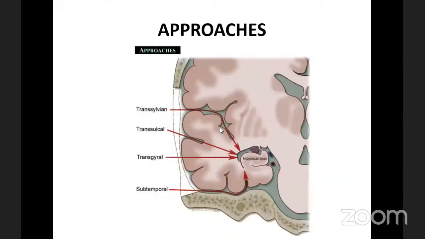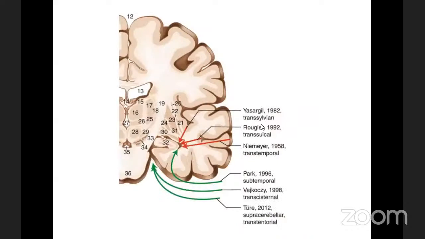Now, if you're talking about the selective amygdalohippocampectomy, the selective dissection of only the medial part of the temporal lobe, these are some corridors from where you can do the dissection while sparing the lateral neocortex. As you can see, these corridors are either transsylvian, transsulcal, transgyral, or subtemporal. So this Sylvian approach was described by Yasargil in 1982. Olivier described the transsulcal approach in 1992, and Niemeyer described the transtemporal approach in 1958. While these are some temporal approaches which are also being described.